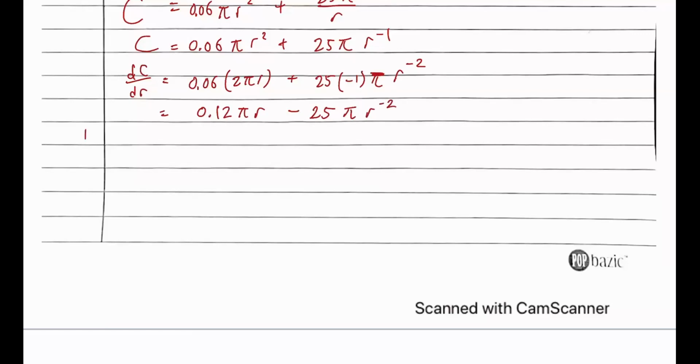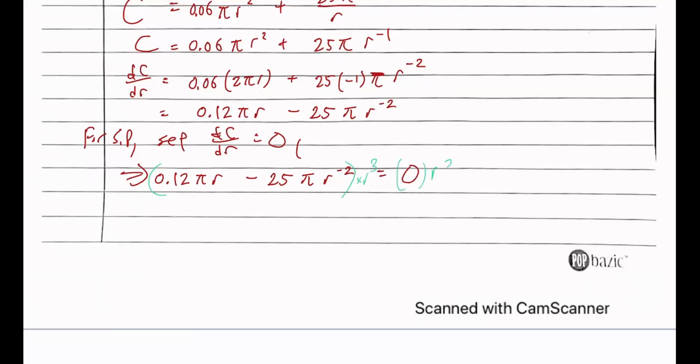So now for stationary point, set dC by dr equals to 0. This implies that you copy, paste, duplicate, equal to 0. So from here, let's say we multiply by r cube. Copy your trick, multiply by r cube. Very smart. 0 times anything is 0, so the right side is equal to 0. Left hand side, multiply r cube into the first term, you get 0.12 pi r, 3 plus 1 is 4.